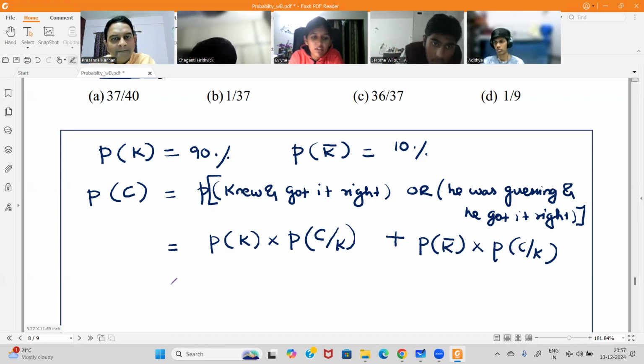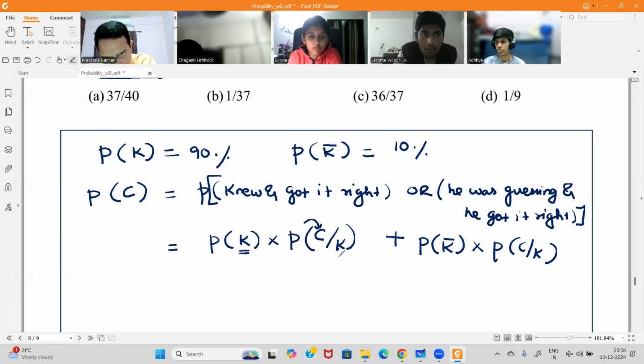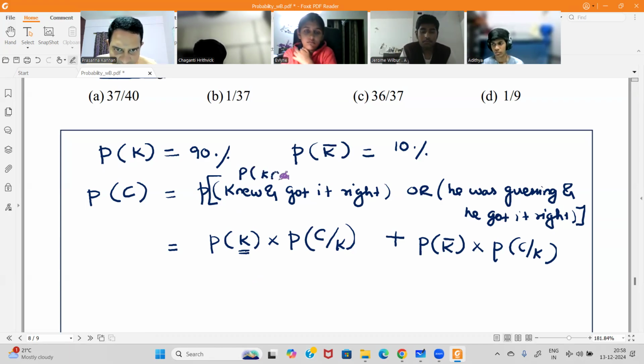Sir, can you explain how it is C by K? Okay, well. See here, he knew the answer, correct? And he got it right given that he knew the answer, isn't it? For example, this is nothing but K intersection C, right? The formula for K intersection C will be P of K into P of C given K, correct? Both from the formula perspective and the idea also, right? The logic is clear, sir.